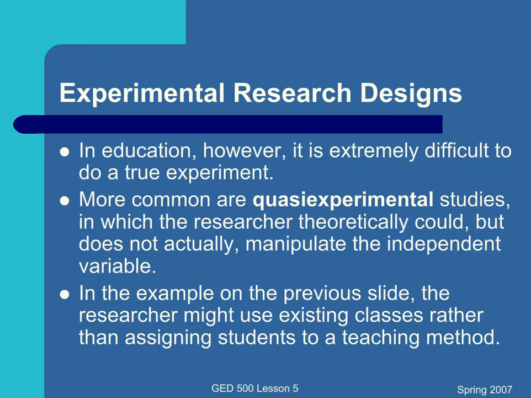Now, in the field of education, it's extremely difficult to do a true experiment. So typically what we do are quasi-experimental studies. This is where the researcher could but doesn't actually manipulate an independent variable. For example, the researcher might use existing classes rather than assigning students to a particular teaching method. So this is the convenience of using the quasi-experimental method.